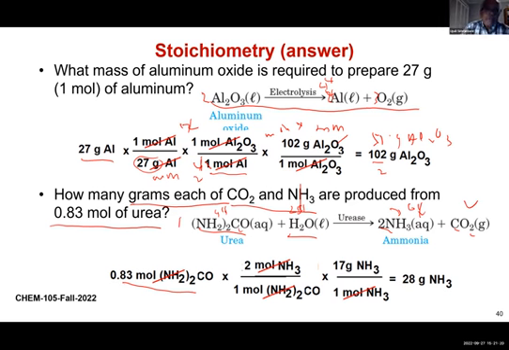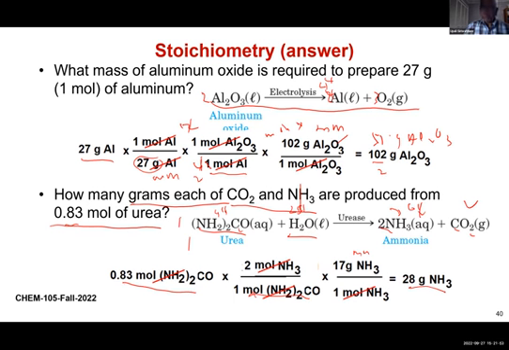So you start with 0.83 moles of urea. Now convert it to ammonia. 1 mole of urea to 2 moles of ammonia, that's the conversion factor. So ammonia's molar mass is here. Moles times molar mass, you get the grams, 28 grams. So you can calculate the carbon dioxide.